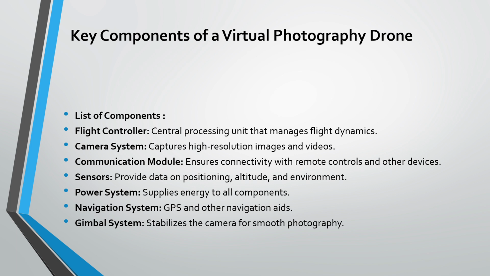And the next one is the power system. So what is the power system? It supplies energy to all components. So basically in a drone we want low weight, and we use lithium material in the battery. If our drone's weight is less, it has more accuracy than heavy drones. For better photography drones, we need less weight.